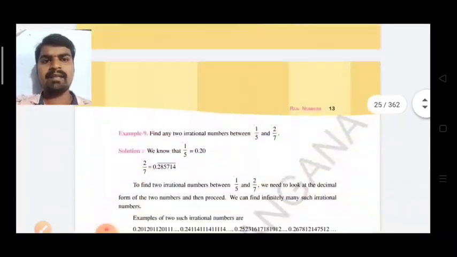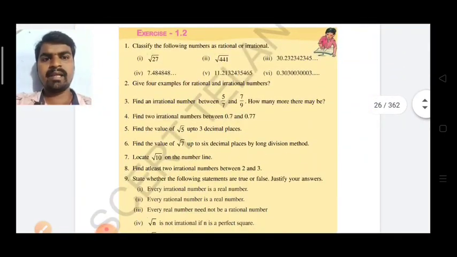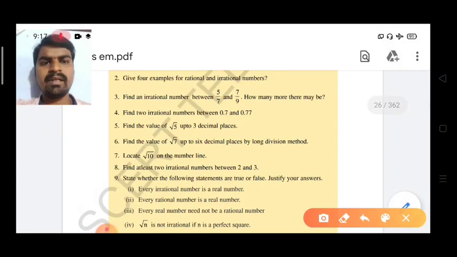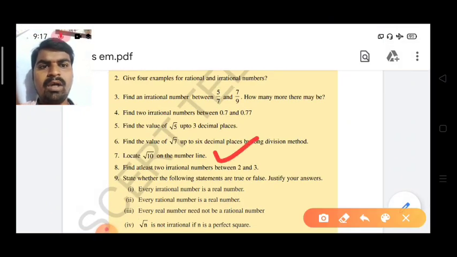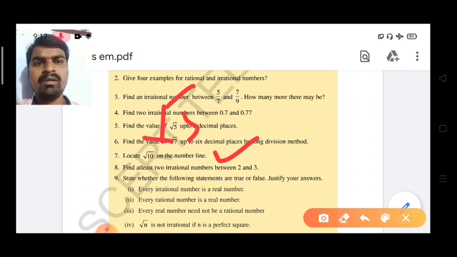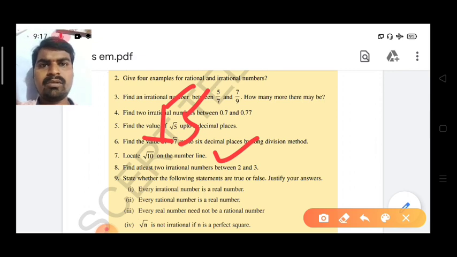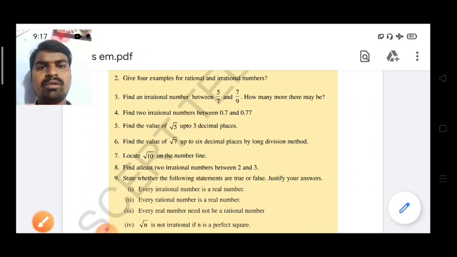I already explained it yesterday. Here are some problems I gave as homework. You observe here, the seventh problem: root 10 on the number line. If you have not completed it, complete it today. And one more problem I gave: root 5. So today you have to complete it and send it to me. So, today's topic.